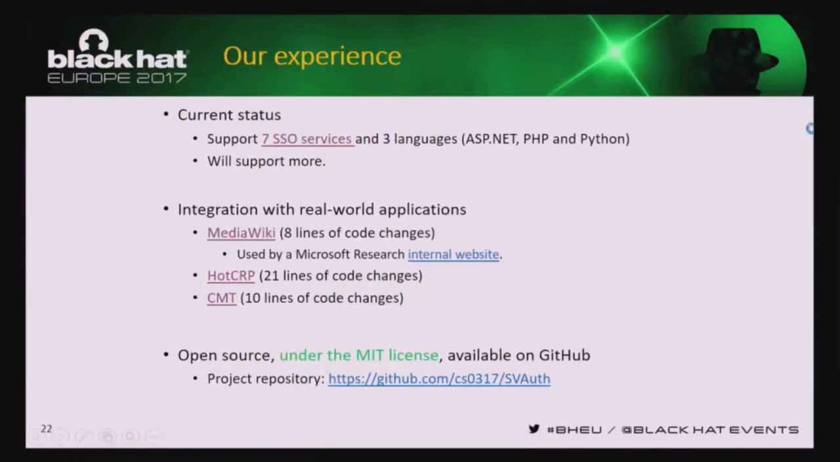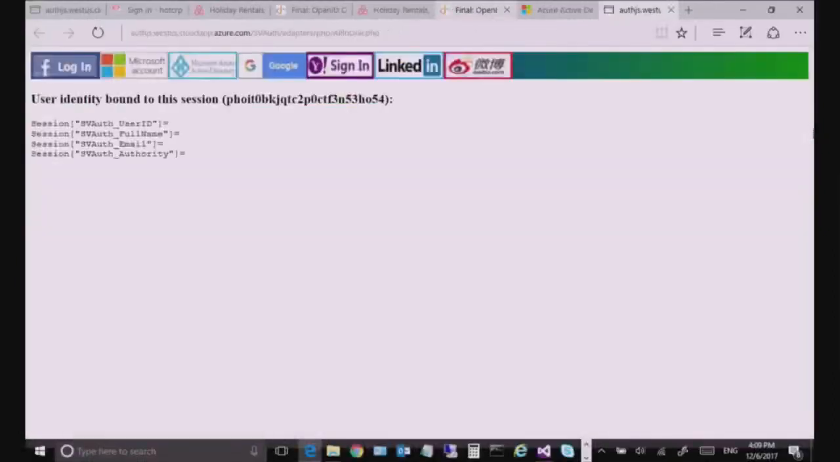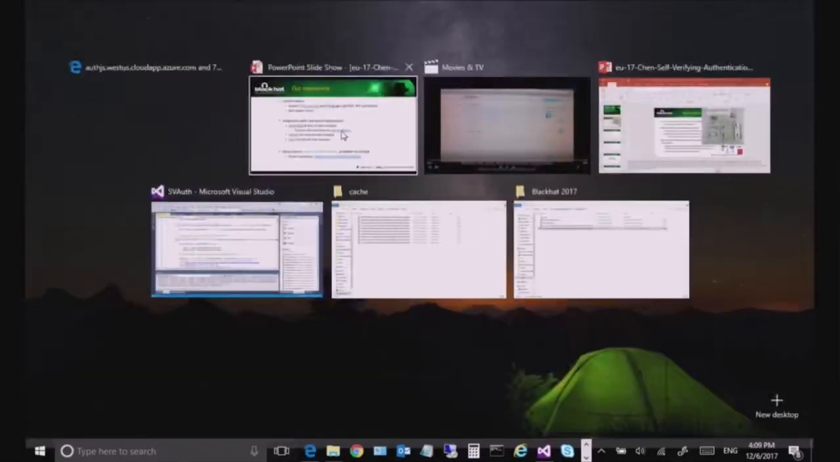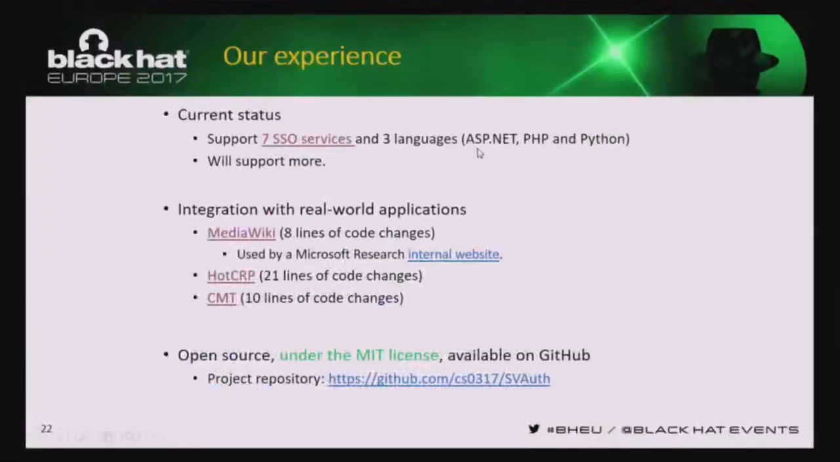We have covered 7 single sign-on providers: Facebook, Microsoft account, Microsoft Azure, Google, Yahoo, LinkedIn, and Weibo. We currently support 3 languages, but it's pretty easy to support more services and more languages. And we have tried to integrate SVOS with real-world applications. For example, we did integration with MediaWiki.